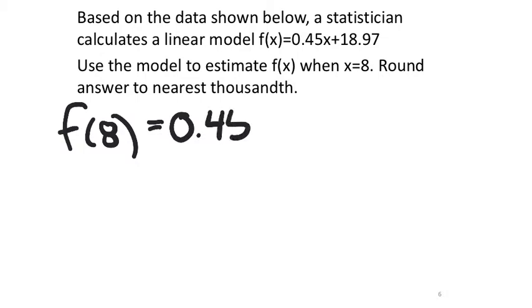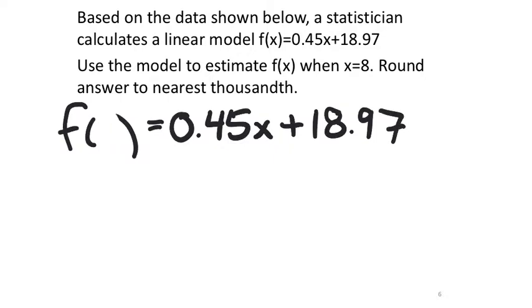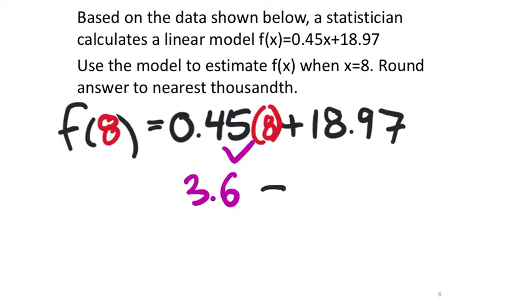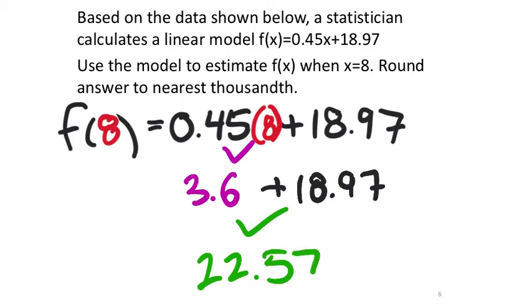So 0.45x plus 18.97. And I'll try to color code this. The 8, right? That's the x value. So the x I'm going to replace with 8. Boom. There you go. So from here, it's just an old-fashioned order of operations type problem. I mean, your calculator knows how to do that too. But when I put 0.45 times 8 in my calculator, I got 3.6. And then, of course, we'd still have to add the 18.97, which when I put that into the calculator, I got 22.57.